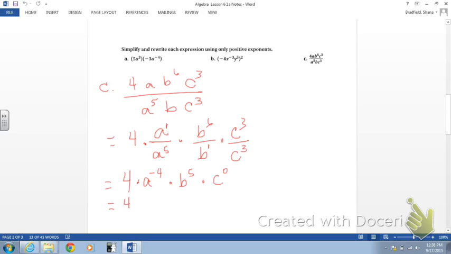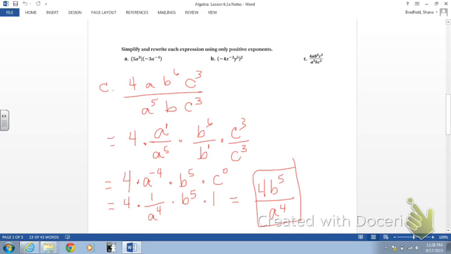So I still have the 4. Anything to the negative is the reciprocal. So I'm going to say 1 over a to the 4th. Notice that the 4 is still the same. The negative's gone when I take the reciprocal, though. And then b to the 5th and c to the 0, anything to the 0 power is 1. So when I multiply that all out, I have 4 times 1 times b to the 5th is 4b to the 5th over a to the 4th.